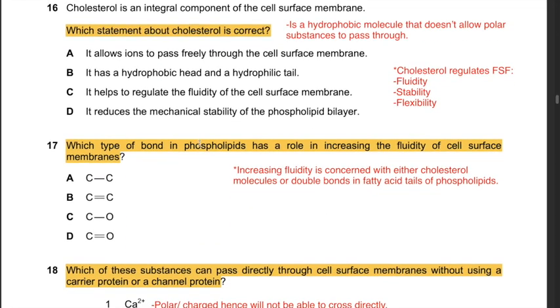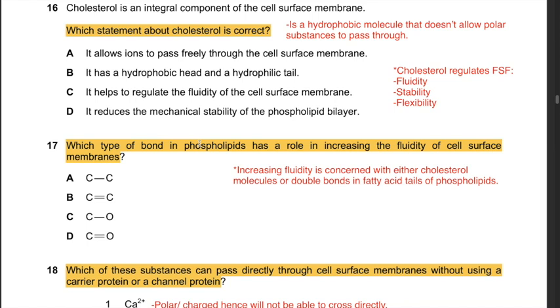Question 16. Cholesterol is an integral component of the cell surface membrane. Which statement about cholesterol is correct? A key thing you must know is that cholesterol regulates FSF, F being the fluidity, S being the stability, another F being flexibility. Cholesterol is a molecule that is hydrophobic in nature. It doesn't allow any polar substances to pass through the membrane.